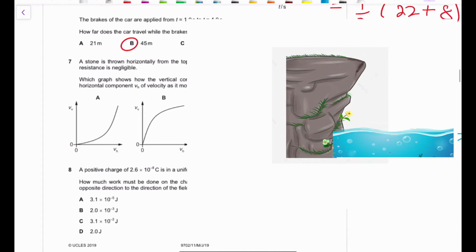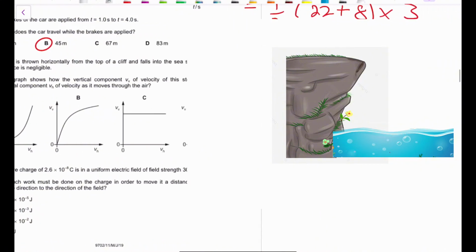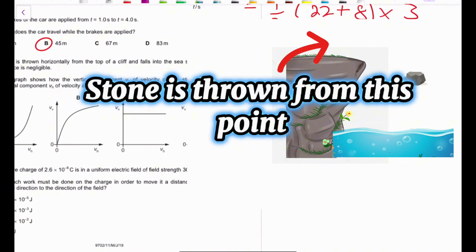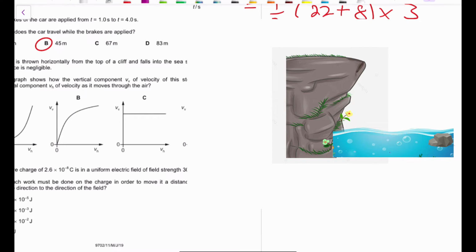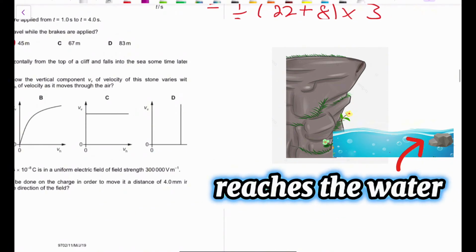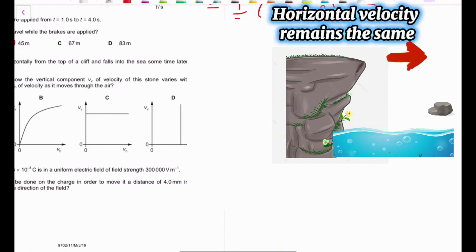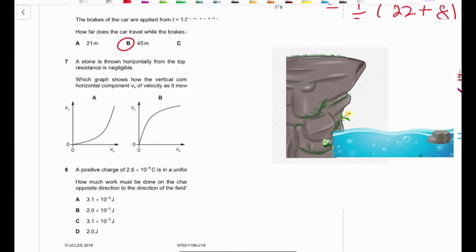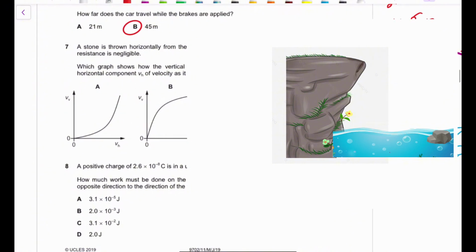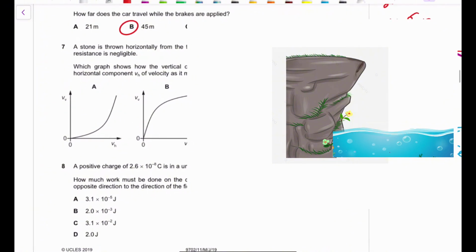So here's what's going to happen, guys. It's going to move down from this point, okay? It's going to move down to this point, and then it's going to reach the water. But the horizontal velocity is going to remain the same, right? It's always going to remain the same as it falls. So in A, is VH remaining the same? It's not, because here you have a different value than here. So A cannot be a possible answer.